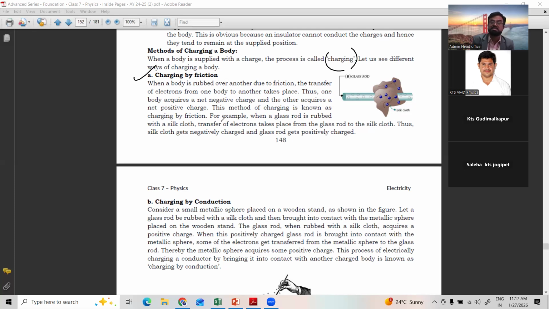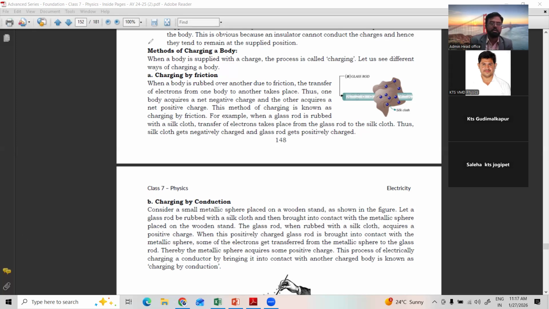One is charging by friction, rubbing. When a body is rubbed over another, due to friction, a transfer of electrons from one body to another takes place. Thus, one body acquires a negative and another acquires a positive charge. For example, when a glass rod is rubbed with a silk cloth, electrons transfer from the glass rod to the silk cloth. Thus, the silk cloth gets a negative charge and the glass rod gets a positive charge. That's the first method.